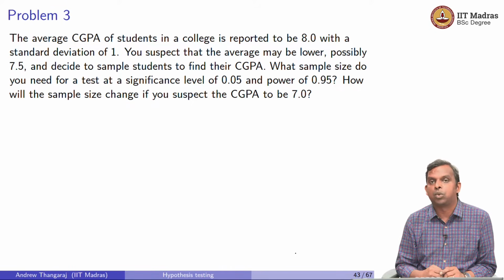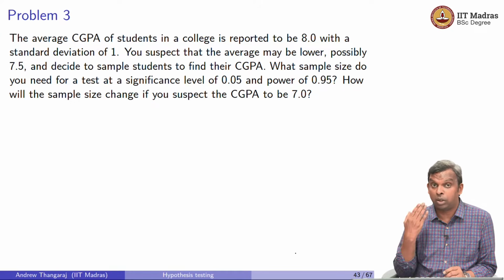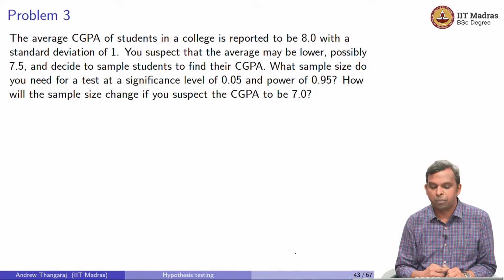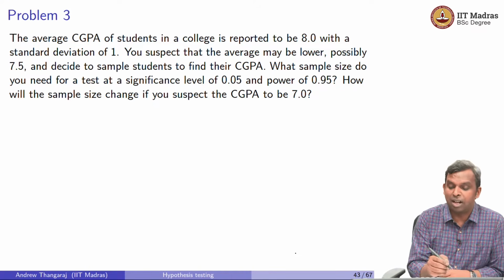And you want to sample students to find their CGPA, and see if this 8 is really true. What sample size will you pick for a significance level 0.05 and power of 0.95? And supposing you want to have the alternative be as low as 7, will the sample size change, and how does it change? So, a simple calculation similar to before. Let's see if we can do it a bit faster.